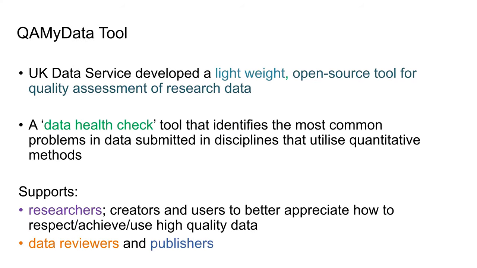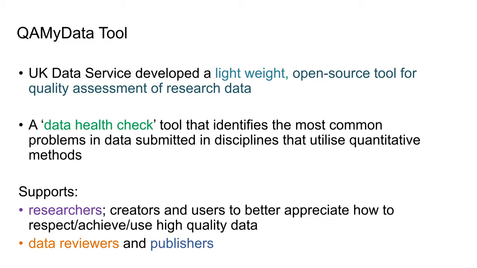The UK Data Service has developed a free, easy-to-use open source tool known as QA My Data that provides a health check for numeric data. The tool uses automated methods to detect and report on some of the most common problems in survey or numeric data. And these are missingness, duplication, outliers, and direct identifiers.